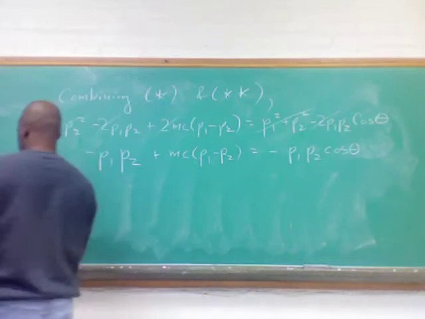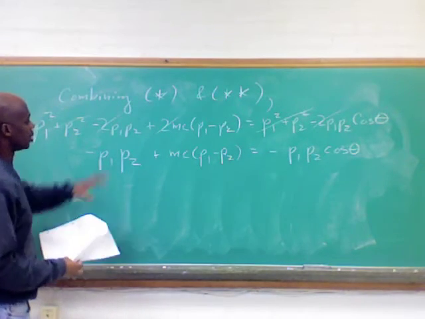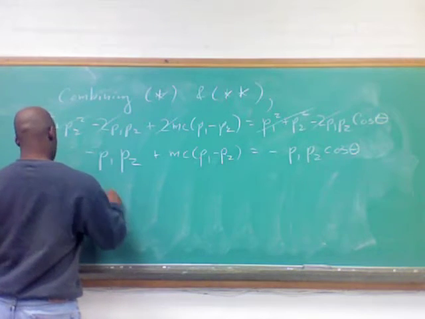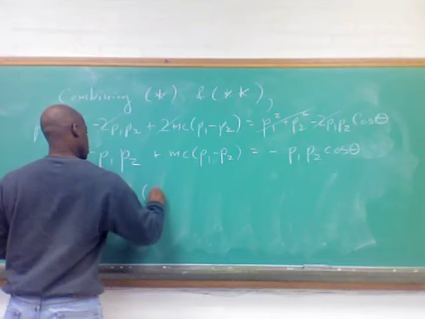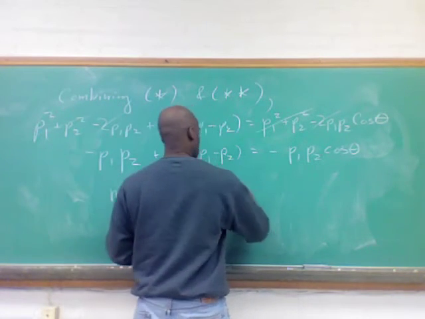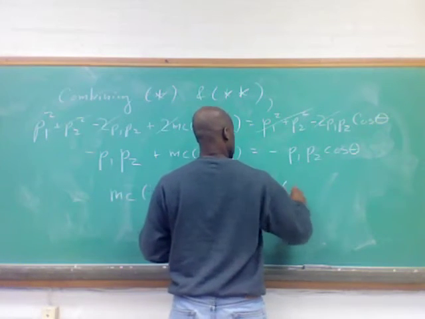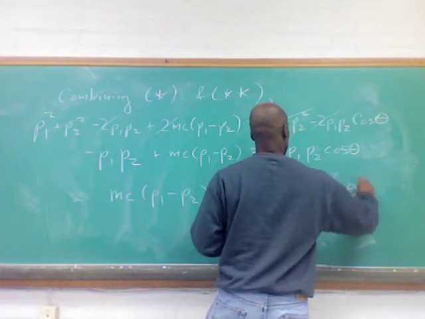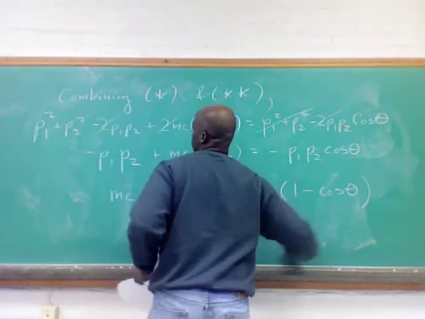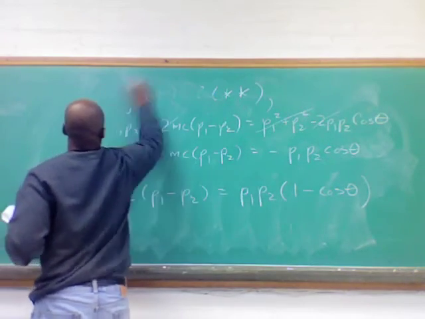All right, and we're almost there. So moving this term over to the right-hand side, we've got then that MC (P1 minus P2) is equal to P1 P2 times (1 minus cos theta). All right, good enough. The last few steps and then we're done.